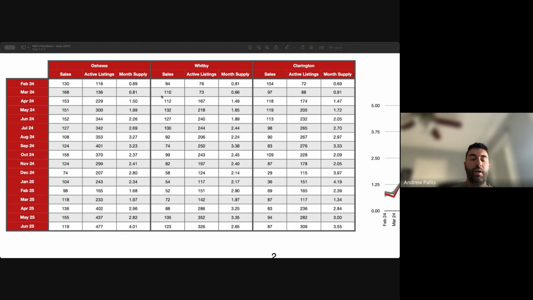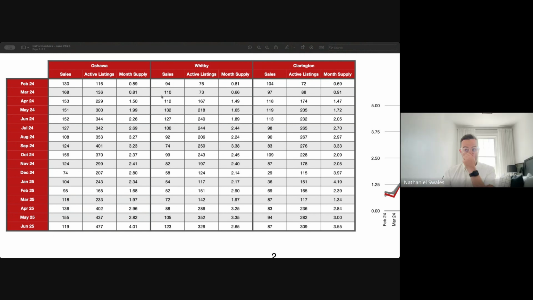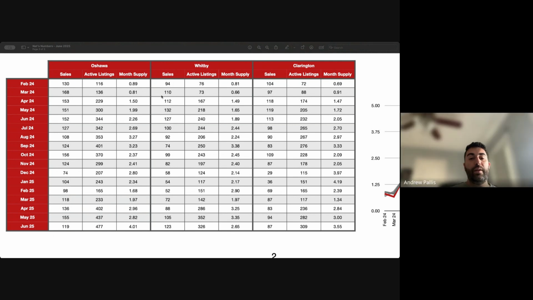I'm curious if maybe the reputation of Brooklyn has affected Whitby sales as well. Because my parents do live in Brooklyn, so I pay close attention to that area, and it seems like listings are moving there. Yep. And there's a lot happening there.